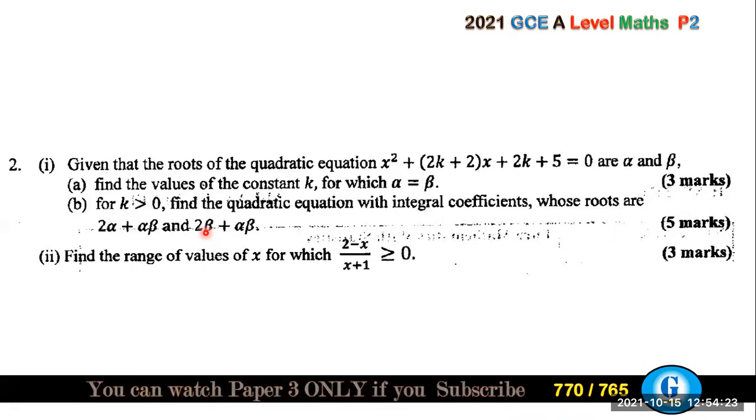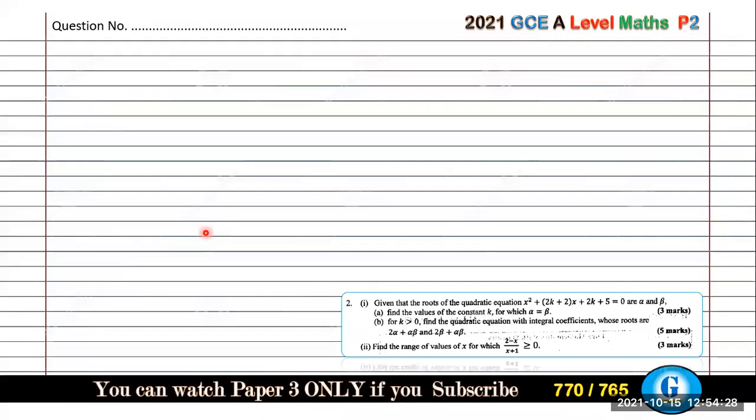And the second part is to find the range of this inequality. Let's start with the first part. We have been told that the roots of this quadratic are alpha and beta. We should find the values of the constant k for which alpha equals beta.